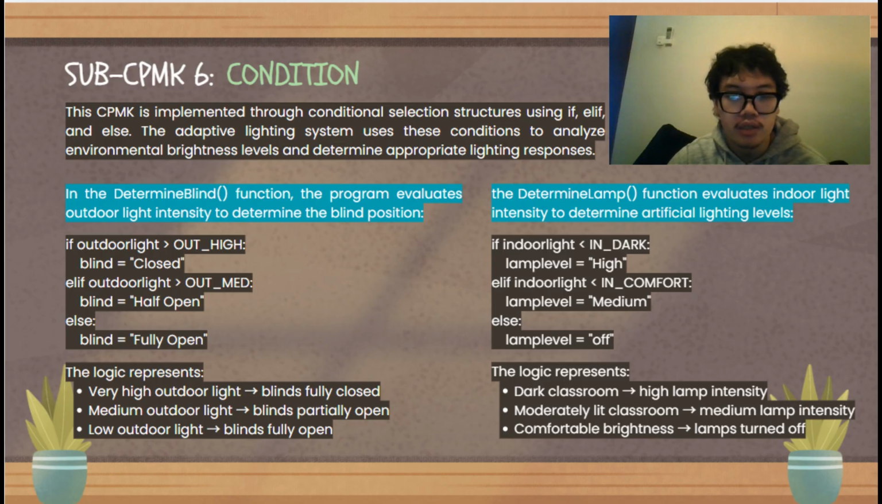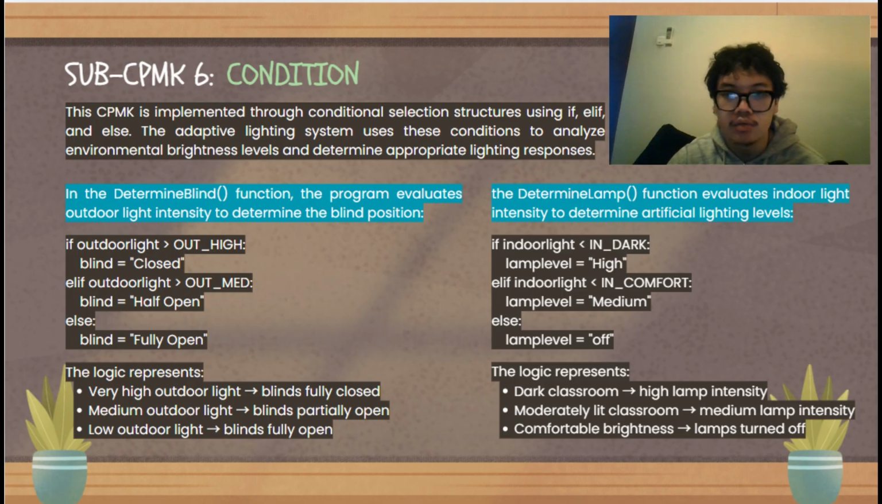But if there's barely any outdoor light coming in, then the blind will be fully open. And we have another function, which is the determine lamp function. It evaluates indoor light to determine artificial lighting levels. It's quite similar in how it works to the determine blind function, and the logic is also pretty simple.